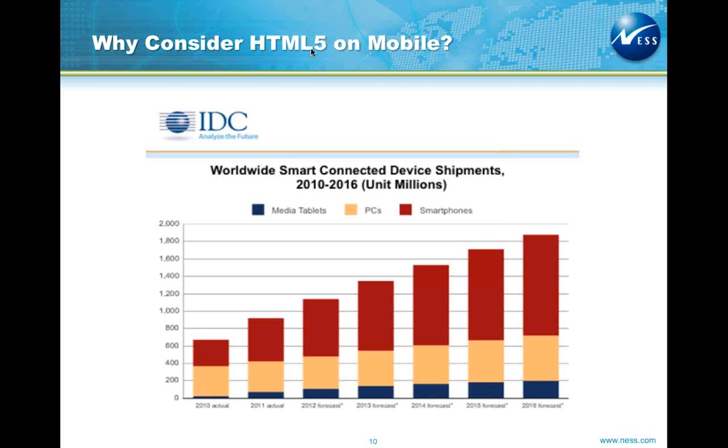This is basically showing the list of device shipments till 2016. This is a rough skeleton of the estimation or analysis taken from IDC, and they are saying around 1.8 billion to 2 billion devices will be shipped before 2016 with HTML5 support.